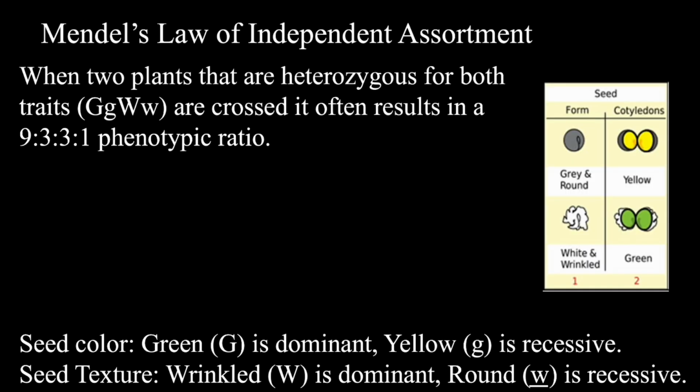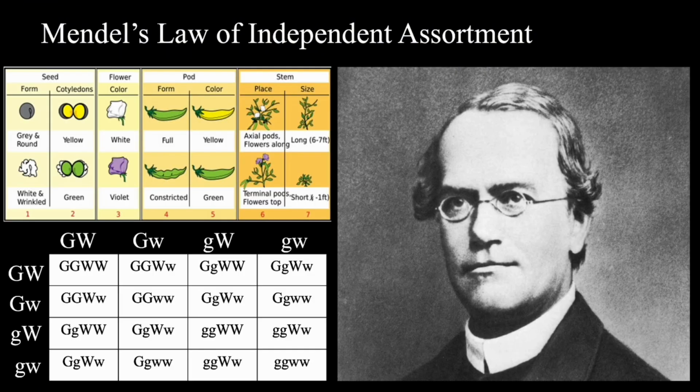When 2 plants that are heterozygous for both traits are crossed, it often results in a 9:3:3:1 phenotypic ratio. To summarize, the dihybrid cross looks at 2 traits at the same time. Using the FOIL method, we find possible gametes, fill in the 4x4 Punnett square, and determine phenotypes. When both parents are heterozygous, we usually see a 9:3:3:1 ratio. This supports Mendel's law of independent assortment.